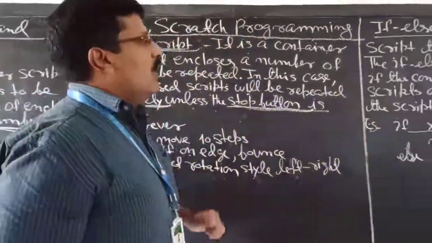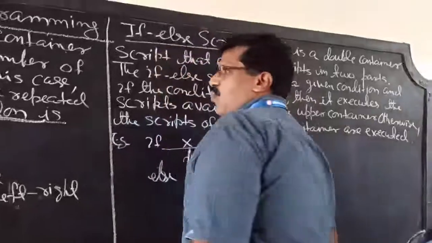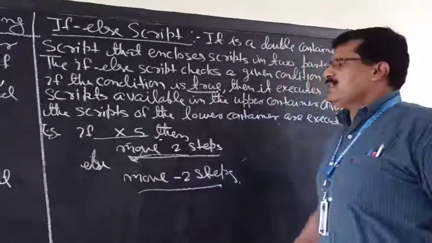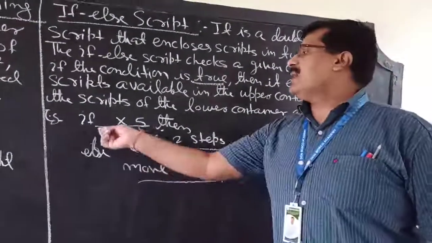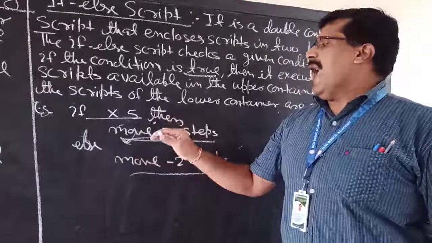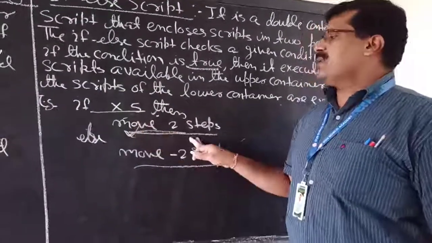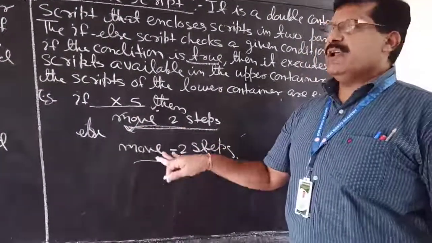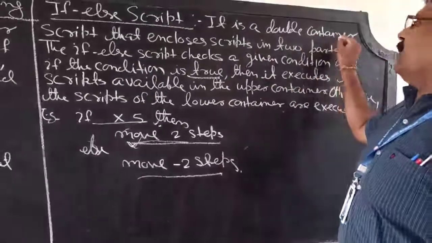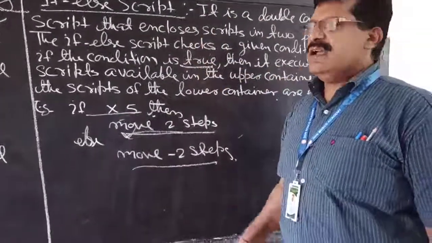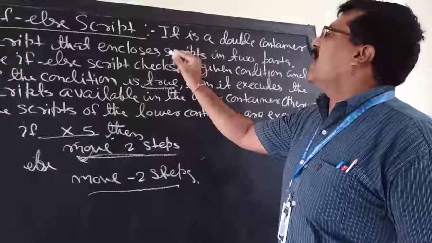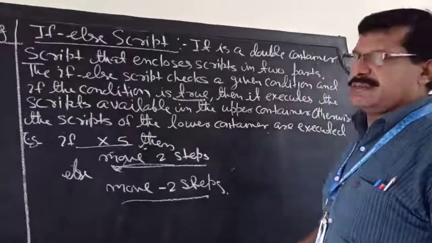Now what is the next one? The if else script. What is the if else script? It has got a double container. If the condition is true, then it will execute the upper script, else it will execute the lower script. It is a double container script that encloses scripts in two parts.